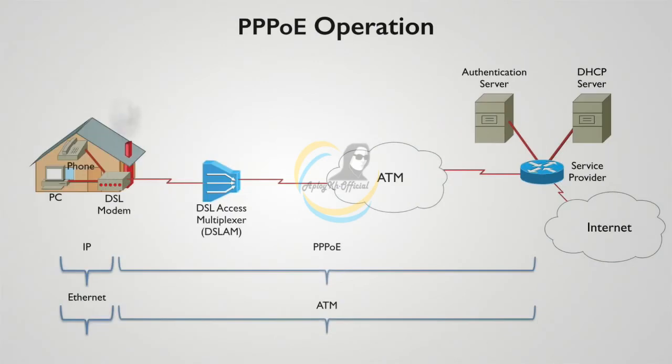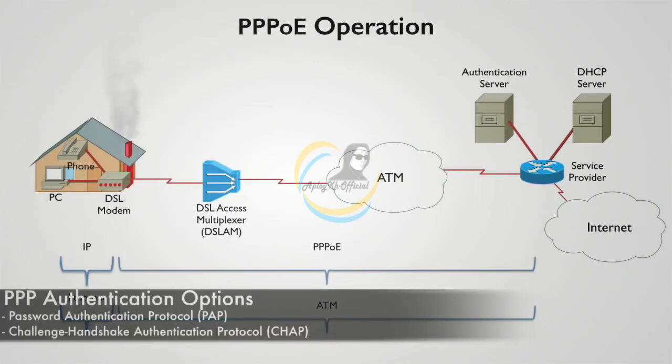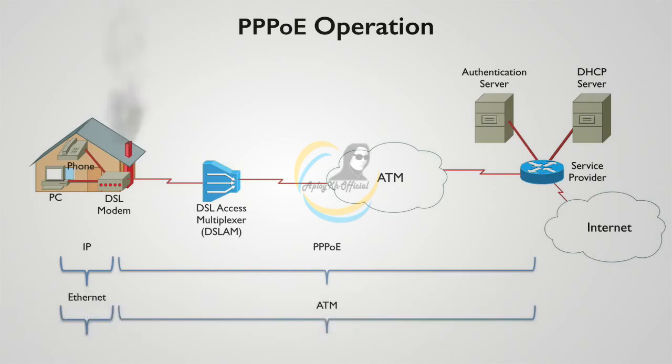And do you remember that PPP had a couple of types of authentication? There was PAP, Password Authentication Protocol, and there was CHAP, Challenge Handshake Authentication Protocol. And we preferred CHAP. It was more secure than PAP. But interestingly, it seems that most PPPoE connections that you might find in a DSL modem are using PAP authentication instead of CHAP authentication. And you also see a reference on screen to ATM.